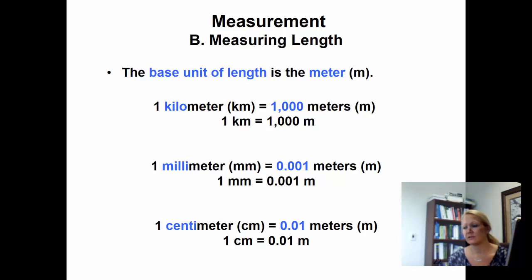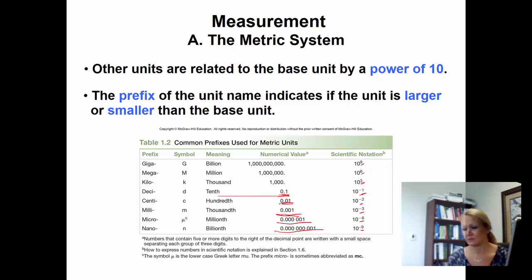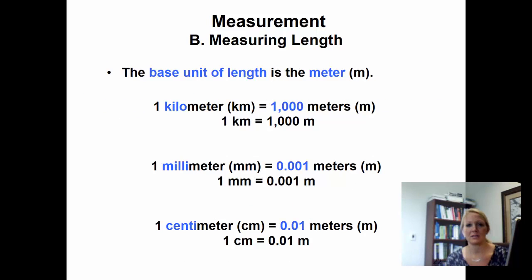The base unit of length, I thought I did mass first, but here's length, is the meter. So that's what we just talked about. 1 kilometer is 1,000 meters, so you could say there are 1,000 meters in 1 kilometer. These are what we call conversion factors, or unit factors. We'll use these later as we convert from one unit to another.